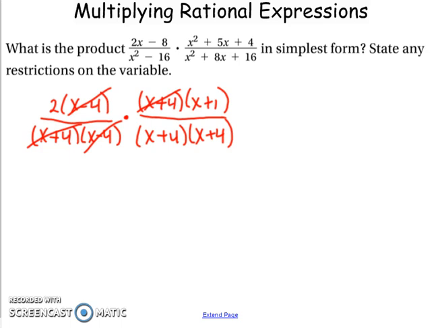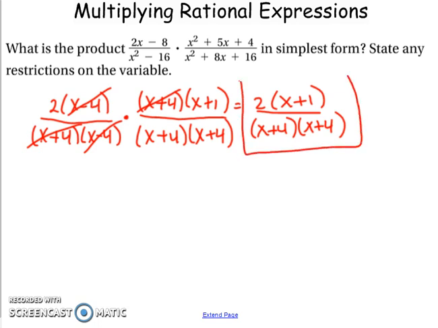They can be opposite, they just have to be on opposite levels. So if one's on the top, one has to be on the bottom, either directly underneath it or in the fraction that's next to it. So now what we're left with is the 2 and the x plus 1. And on the bottom, we have x plus 4 and x plus 4. Okay, and you can leave them just like that. You don't have to FOIL it back out. So this is simplest form. You can FOIL it if you would like to, but you just need to get it to here.